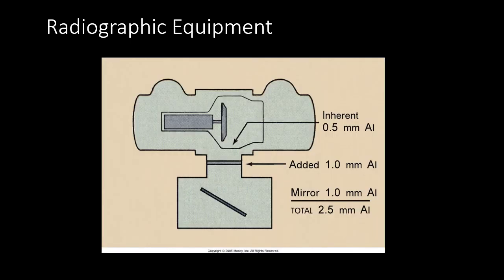Here's an image just reviewing the filtration. Filtration, as we know, hardens the beam and reduces the low energy X-rays that would have been absorbed in the patient's skin. It's comprised of inherent, which is 0.5 millimeters, and that's the oil and the glass. We have added filtration, which is 1 millimeter of aluminum, and then the mirror adds another 1 millimeter. And so for a total of 2.5 millimeters aluminum equivalency.